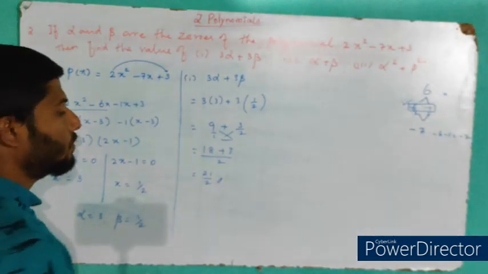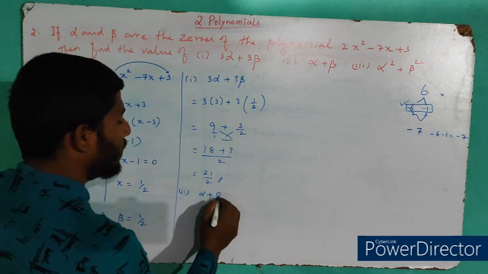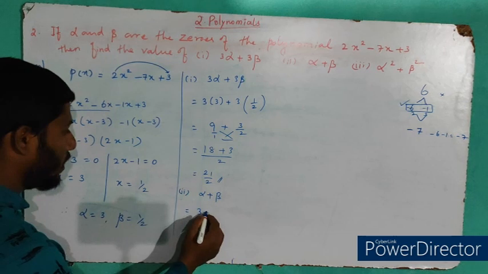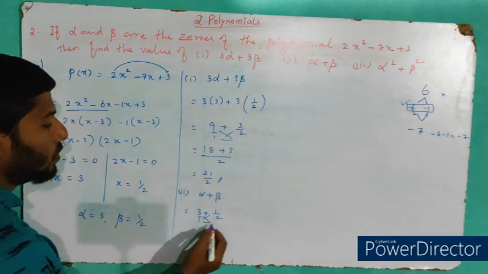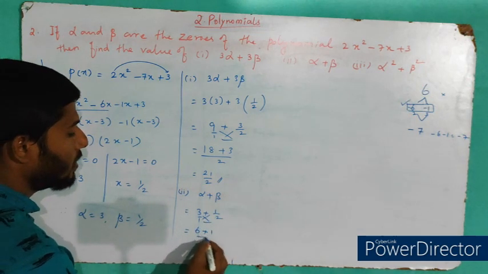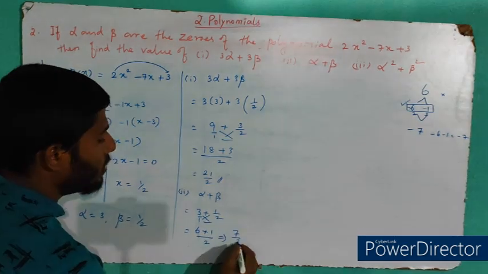Let's see the second option. Second option, we have alpha + beta, meaning we have to add both the values. So alpha value 3 plus beta value 1/2. Take denominator 1 and do the cross multiplication. 2 × 3 is 6, 1 × 1 is 1, and 1 × 2 is 2. So therefore the answer is 7/2.